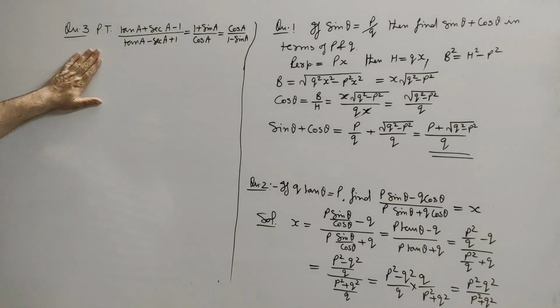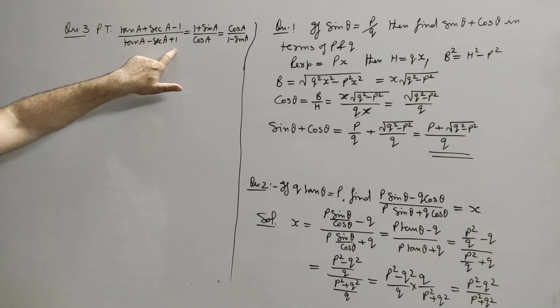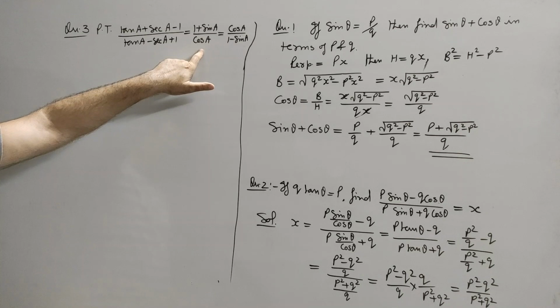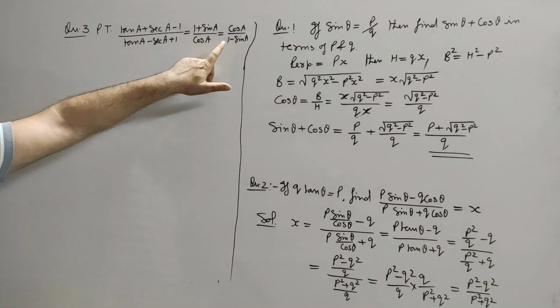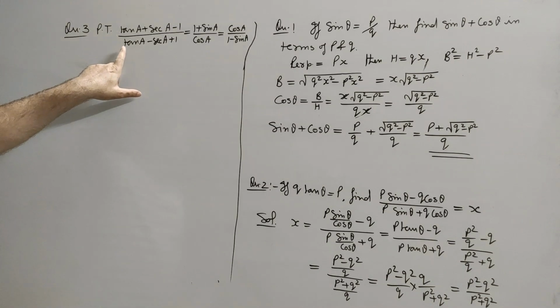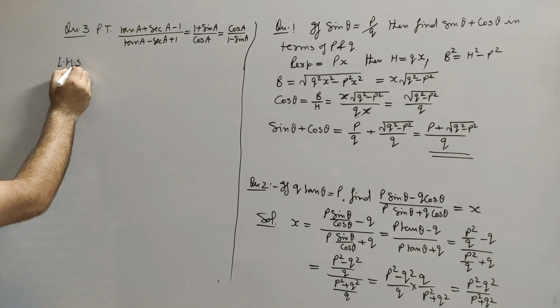Now we are taking one more example in which we have to prove tan a plus sec a minus 1 upon tan a minus sec a plus 1 is equal to 1 plus sin a upon cos a, and this is again to be proved equal to cos a upon 1 minus sin a. In order to prove it, we will take its LHS.